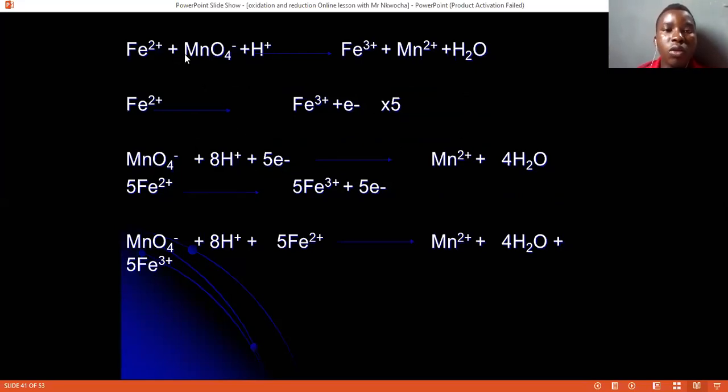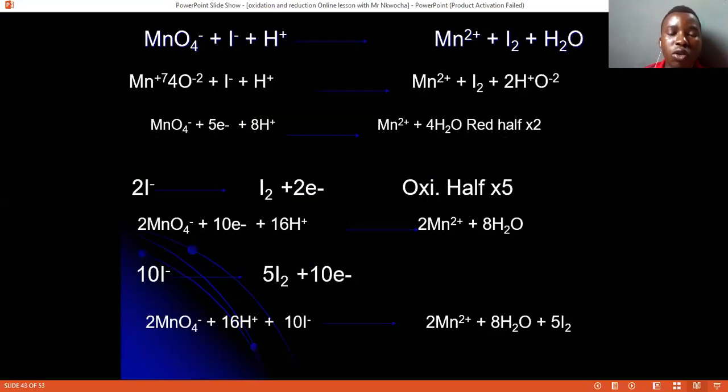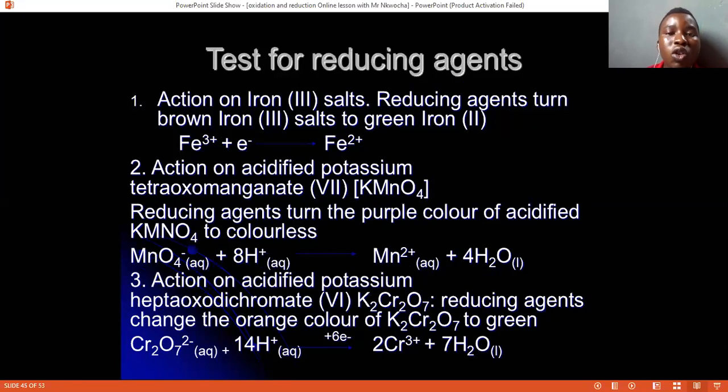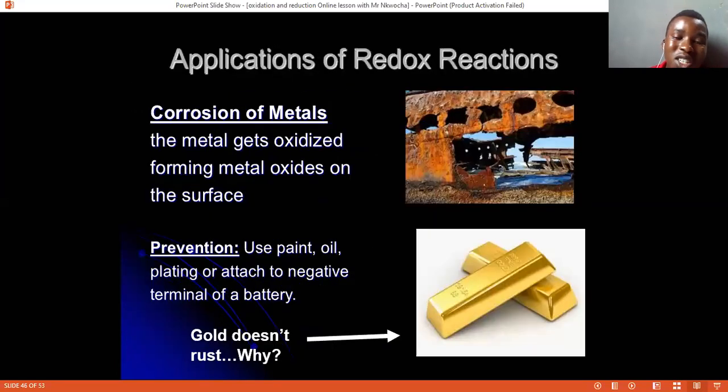See? So don't be afraid of any redox equation. There are so many examples I put here. You can try this, and I've solved it also. You can now go ahead and read for your own test for oxidizing agent and test for reducing agent. The question here is, what do I need all this redox reaction for? This is 2020. I don't even know if they will do it like this, but obviously God will give them wisdom. So in 2020, they can ask you to state the application of redox equation.